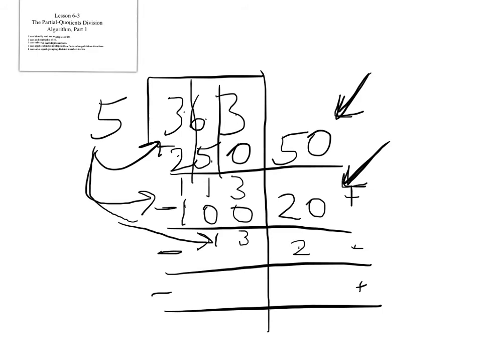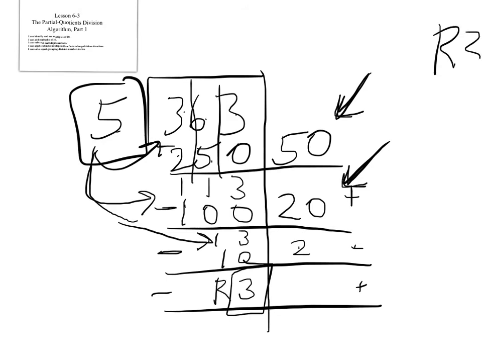So 2 times 5 is 10. Gives me a 3 left over. This 3 now is smaller than my divisor of 5, so therefore it is now my remainder. So I'm going to put my remainder over here, and then I'm going to look at my partial quotients I got by doing all this multiplication and subtracting and all that fun stuff, and I'm going to add my partial quotients. So I have 50 plus 20 plus 2 is 72.